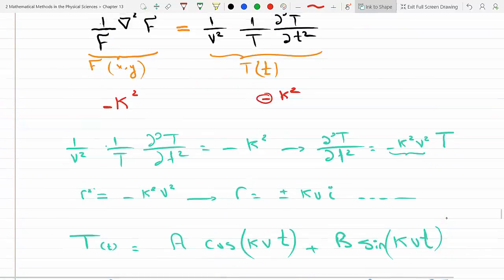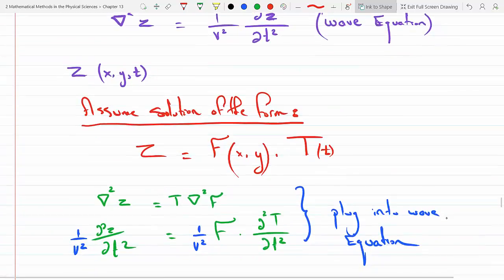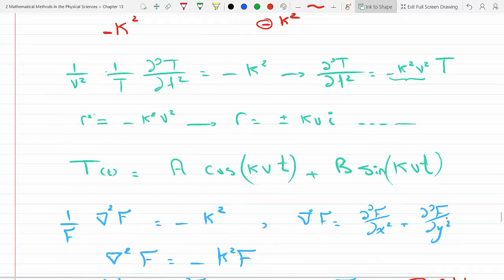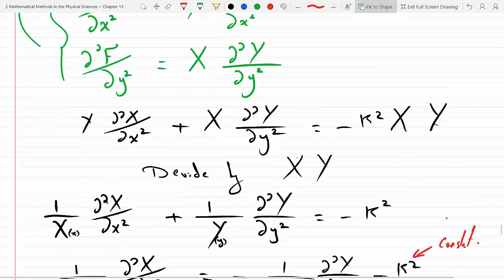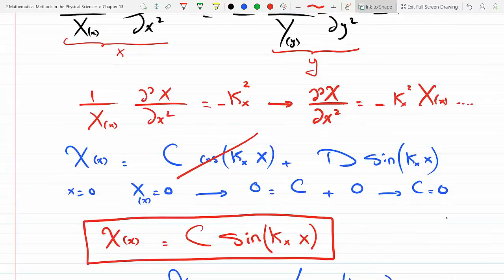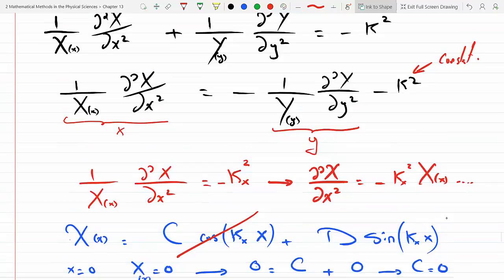And wait, so originally we have our t as well. Oh, so what's capital K? Remember, we already have a relationship between capital K, kx, and ky. Because look, if you go to this equation here, let's call it equation 1, okay?